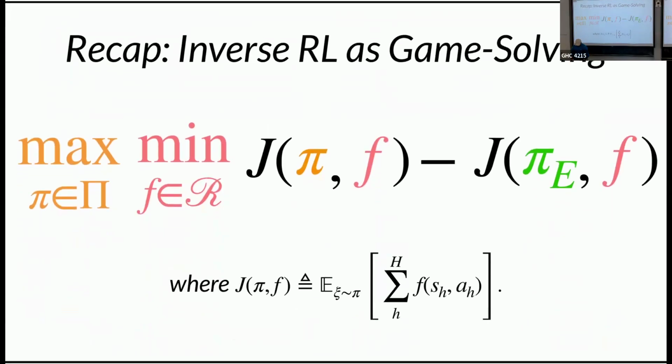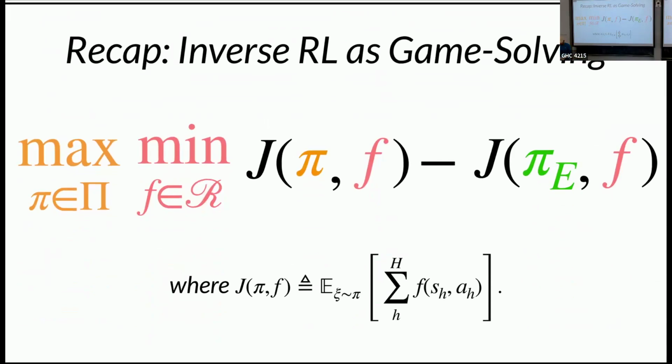Let's recap what we were talking about last time, inverse reinforcement learning as game solving. We've written down this game where we want you to pick a policy in your policy class pi, such that even if I adversarially choose a reward function f, you have a bounded performance difference with respect to the expert. If I have an exact Nash equilibrium for this game, where I actually compute the equilibrium strategy, what properties does that pi star have?